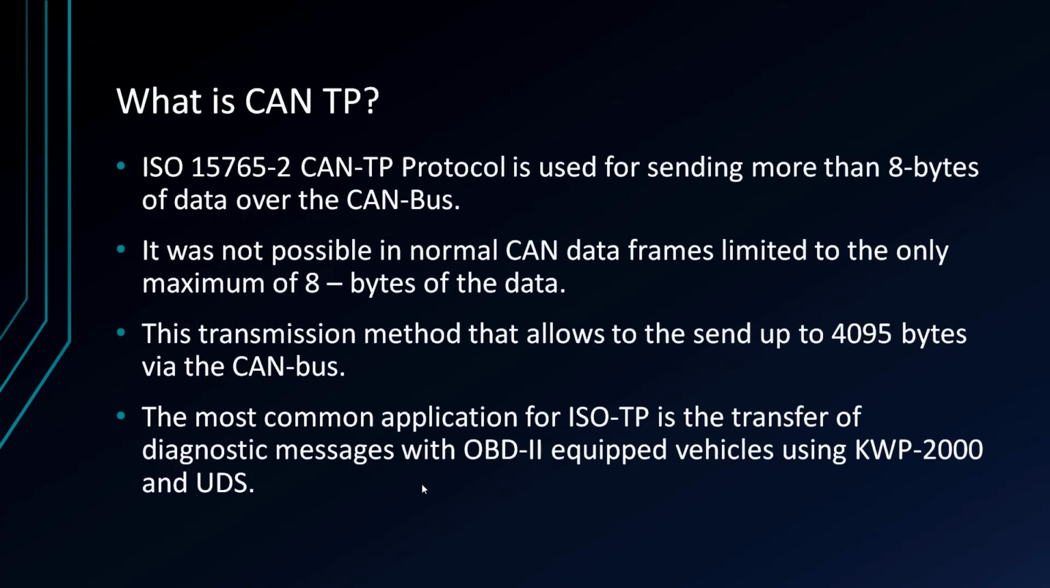So why do we need CAN TP? The normal CAN protocol is not able to share more than 8 bytes. Because of that, the CAN TP protocol is able to share more than 8 bytes over the CAN bus. This is not possible for normal CAN, which has a maximum of 8 bytes. So if you want to transfer more than 8 bytes, we need to go with CAN TP. Here we can send up to 4095 bytes through the CAN bus. Common applications are like UDS, for flashing or diagnosing messages inside the ECUs. So these are the common applications for the CAN TP protocol.